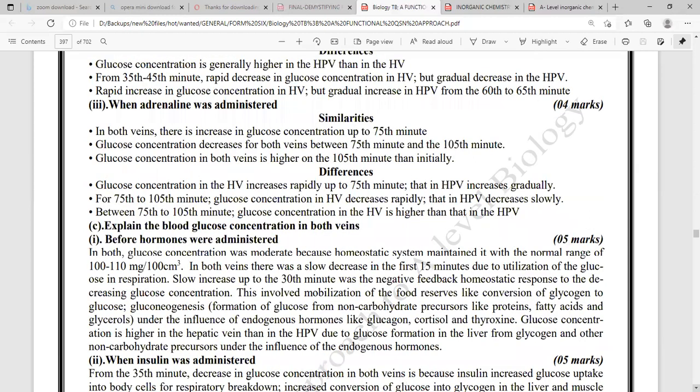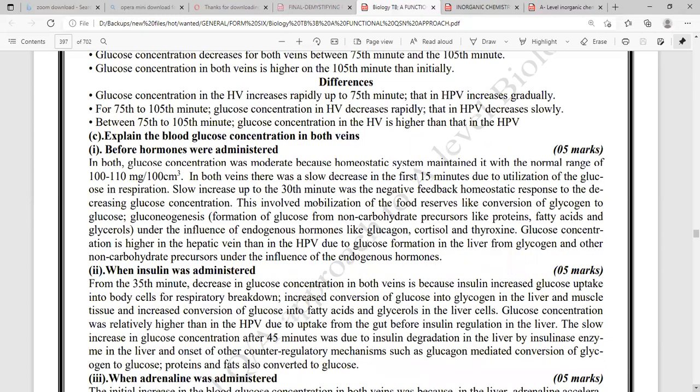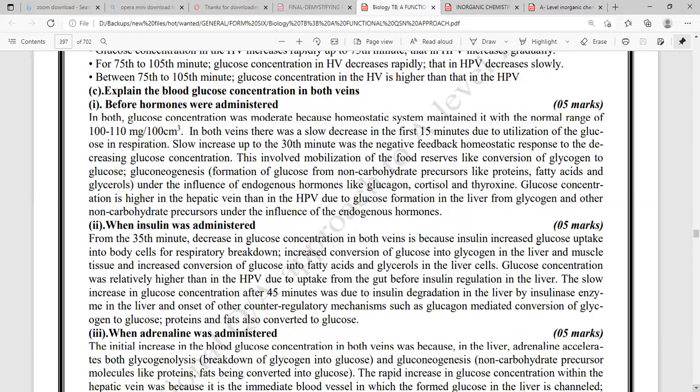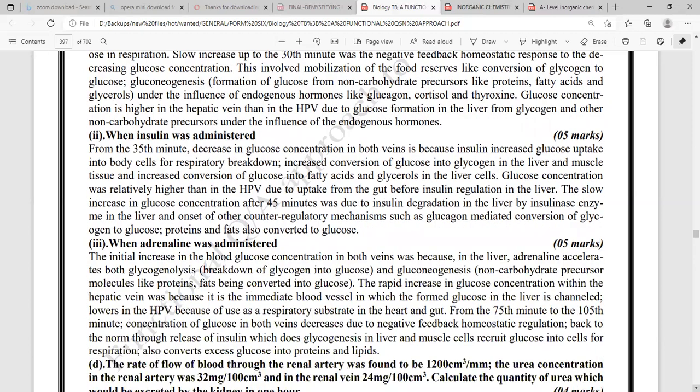Continue and you explain the blood glucose concentration in both veins. First, before the hormones were administered, why do you have the observed similarities and the differences that you've given above? When insulin was administered, you also explain the observation that you have. Also, when adrenaline was administered, you also give the explanation for the observed differences.